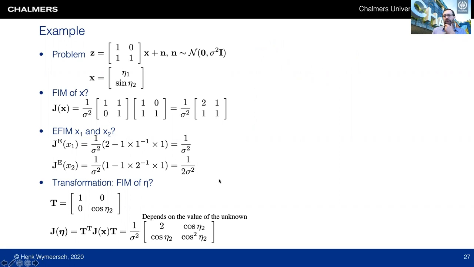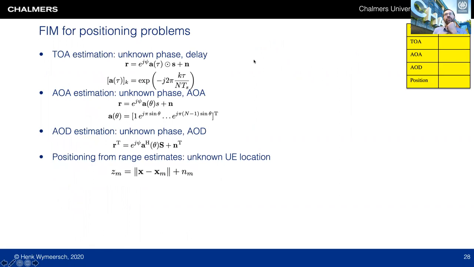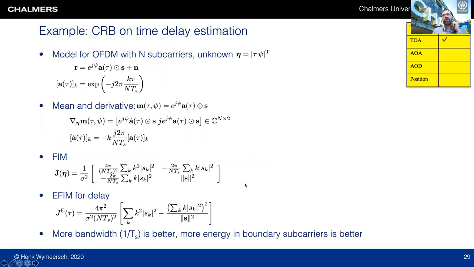Okay, so this was a toy problem. You can apply this to all the kinds of measurements that we had, and we won't do this here, but I provide all these derivations for you later if you want to try. For timing estimation, you can compute the Fisher information of tau. For angle of arrival, you can compute the Fisher information of theta, and angle of departure also. And for positioning, we'll see this in a little more detail. You can compute the Fisher information of the unknown position.